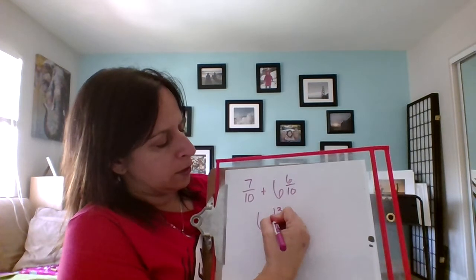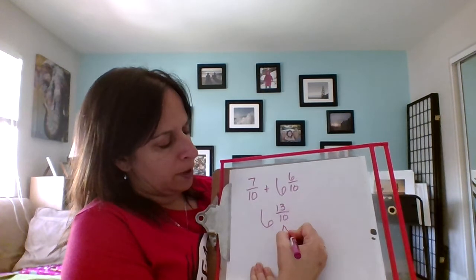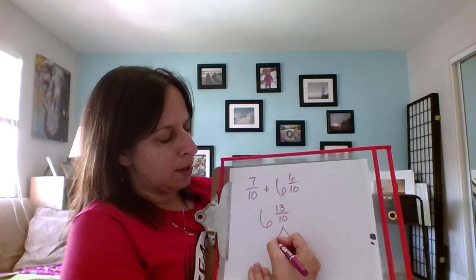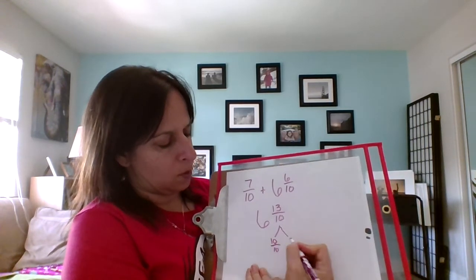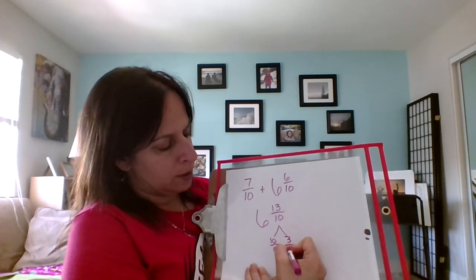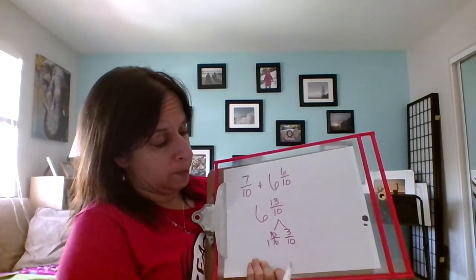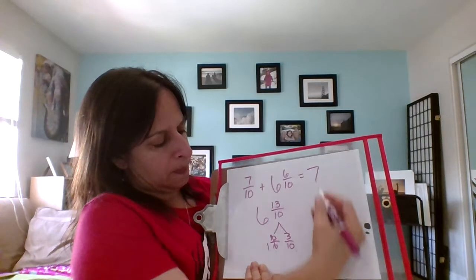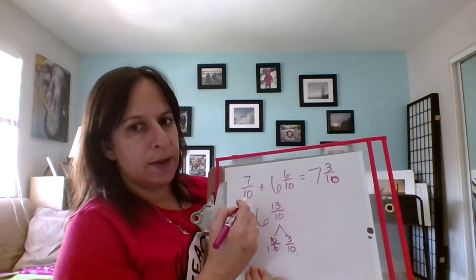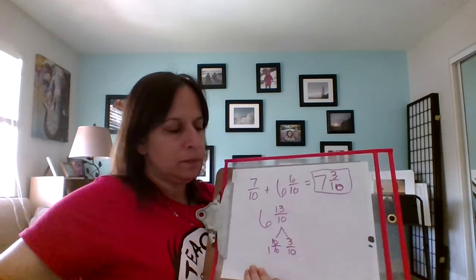If you said 13, that is correct. 13/10. Then I'm going to break down my 13/10. How many tenths do I need for a whole? I need 10/10 to make one whole. If I take 10 away from 13, I'm left with 3/10. So 6 plus 1 is 7 and 3/10. So 7/10 plus 6 and 6/10 is 7 and 3/10. Okay.